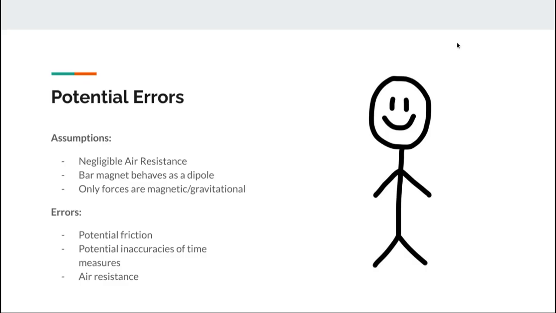Then we have the potential inaccuracies of our time measures. We're not robots, so we couldn't exactly calculate everything. Then potential air resistance, or how fast we dropped the magnet into the tube, would create different speeds, which again create potential errors.